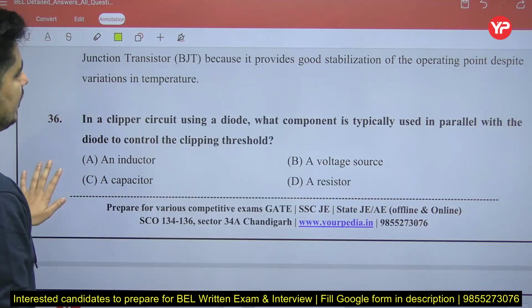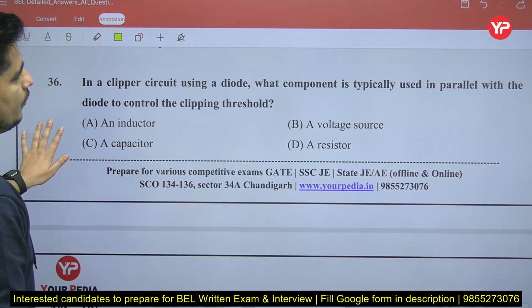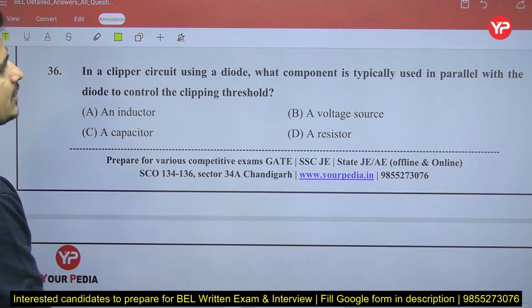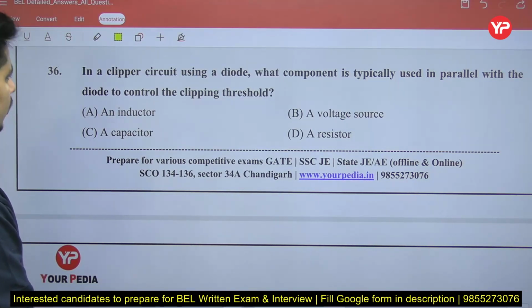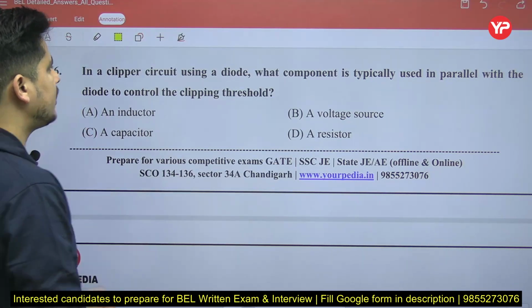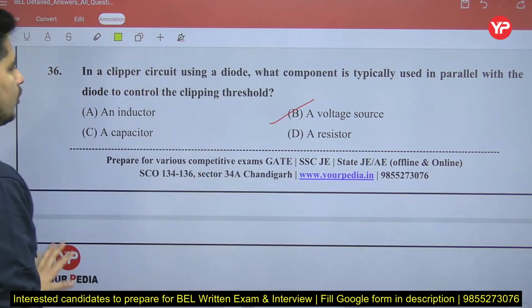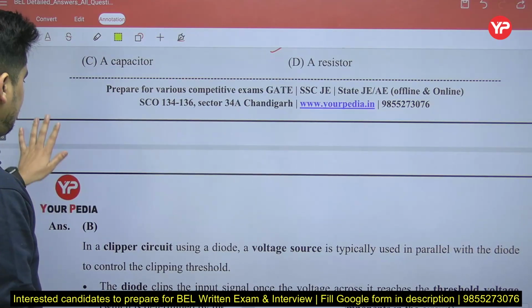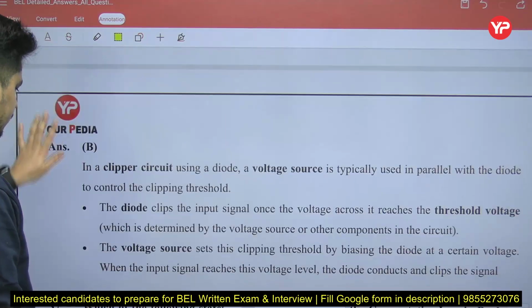In a clipper circuit using a diode, what component is typically used in parallel with the diode to control the clipping threshold? That will be a voltage source. Always there is a voltage source in parallel with the diode to control the clipping action in a clipper circuit, right?